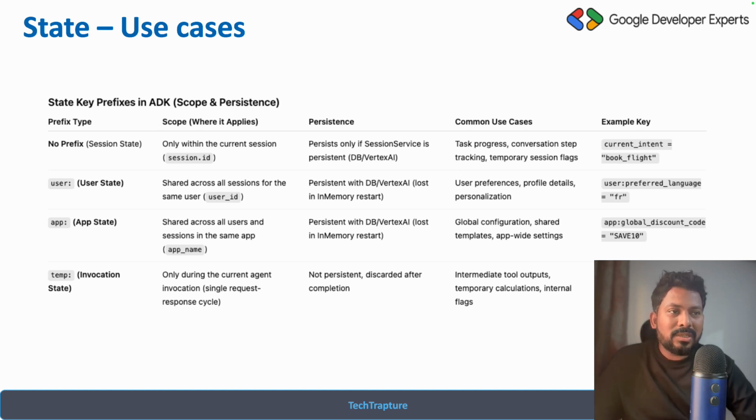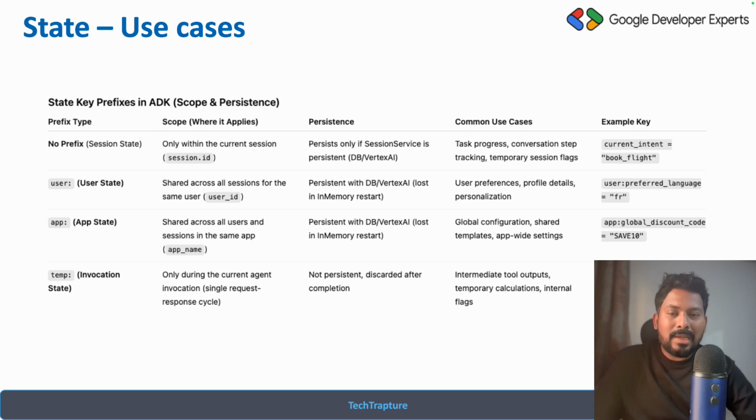Then the user state, which shares this state across all sessions for the same user. Let's say I am the user Vishal and I have 10 different sessions. Once I add something in my state, it will be visible in all the conversations, not only a single conversation or a single session. Things like user email ID or user department will not change, so I can keep them in the user state, so they can be accessed across all these sessions.